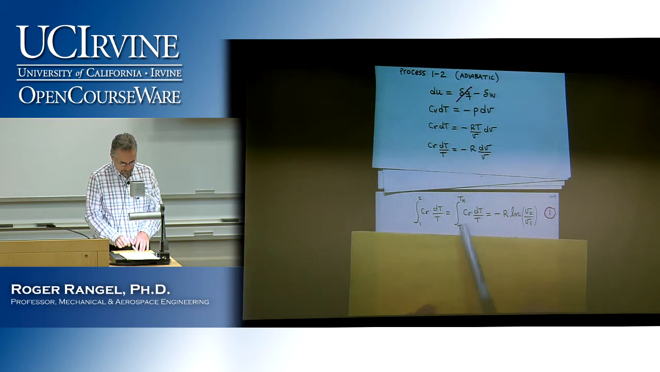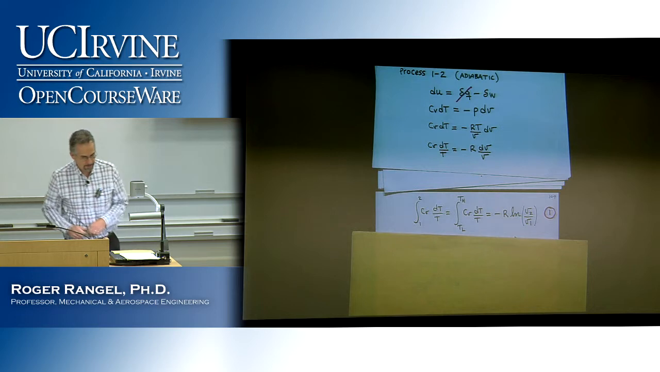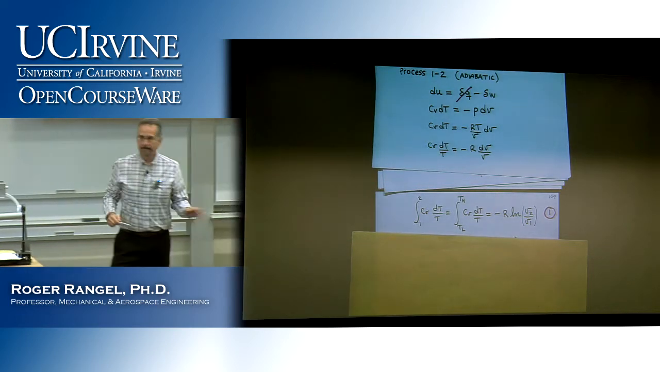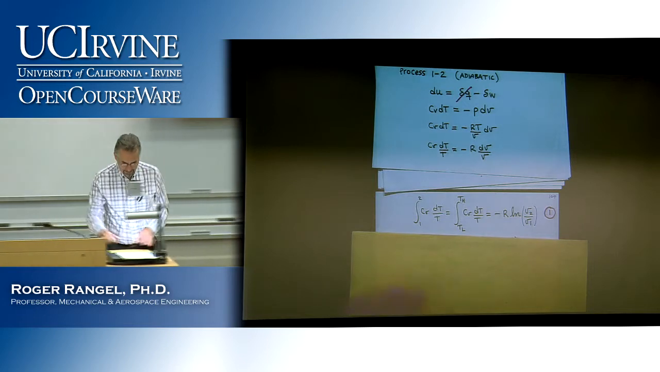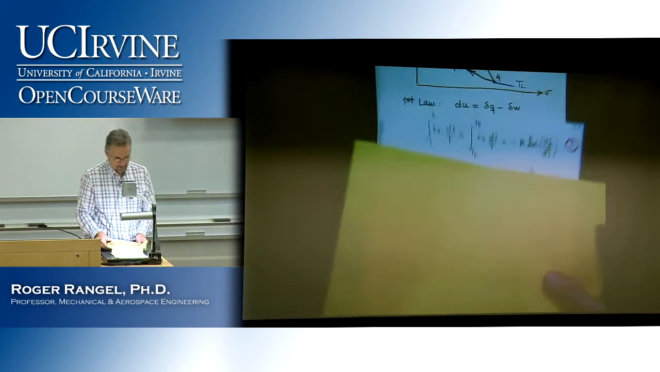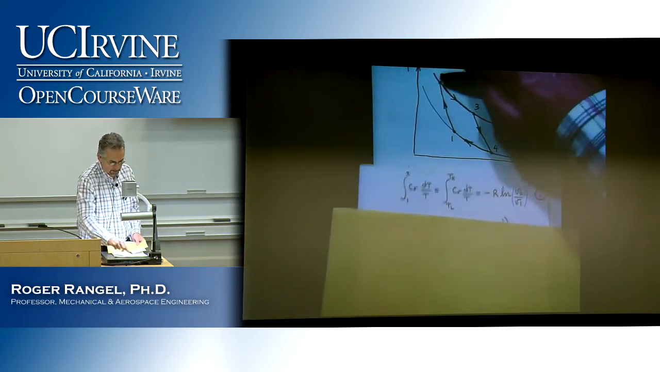This integral from TL to TH cv dt over t is equal to minus R natural log V2 over V1. And I'm going to save that. I'm going to call it 1 and save it, because I'm going to use it later. And now I'm going to take the next process. So that was from 1 to 2. Now I'm going to go from 2 to 3.